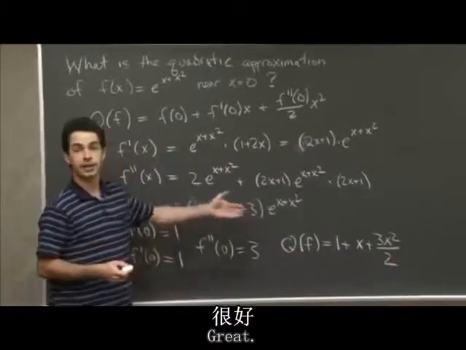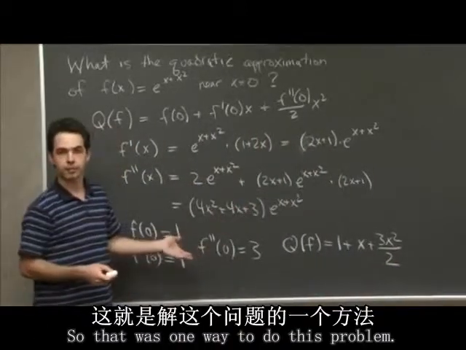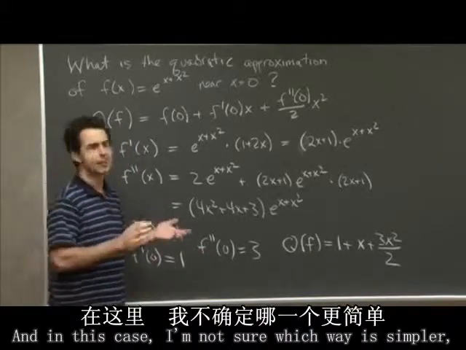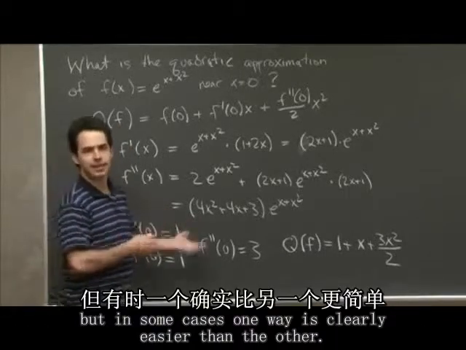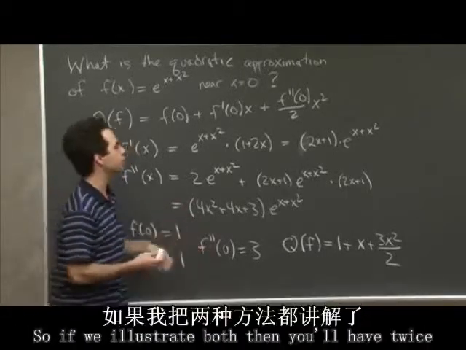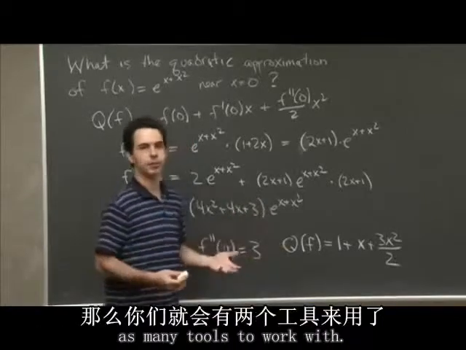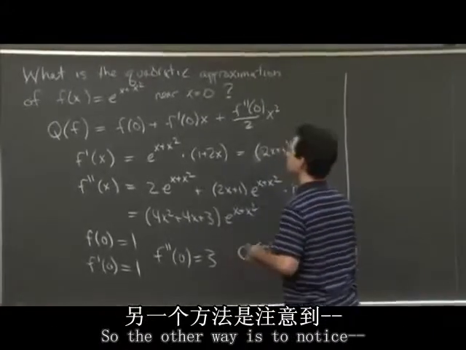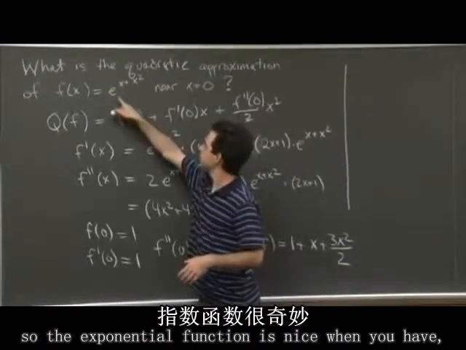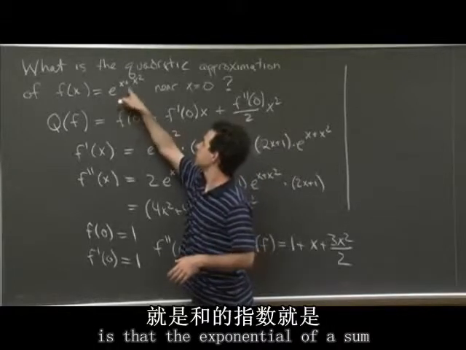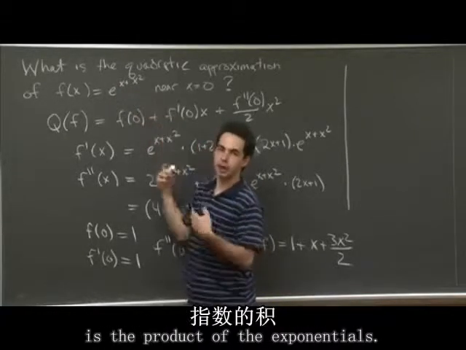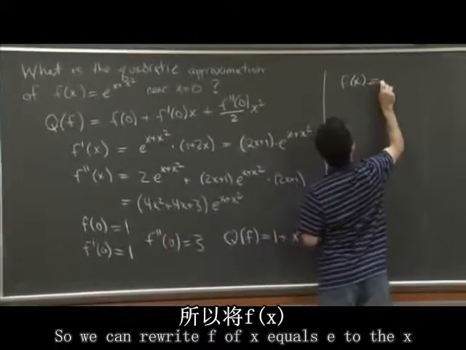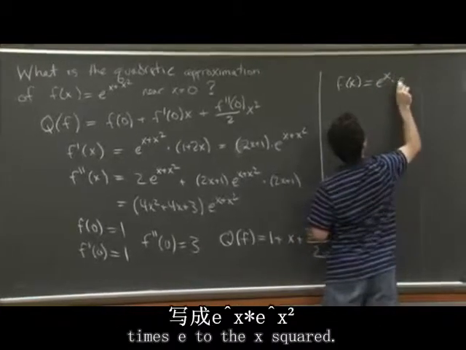All right, great. So that was one way to do this problem. Another way to do this problem is the following. In this case, I'm not sure which way is simpler, but in some cases, one way is clearly easier than the other. So if we illustrate both, then you'll have twice as many tools to work with. The other way is to notice that the exponential function is nice when you have it. One of your exponential rules is that the exponential of a sum is the product of the exponentials. So we can rewrite f of x equals e to the x times e to the x squared.